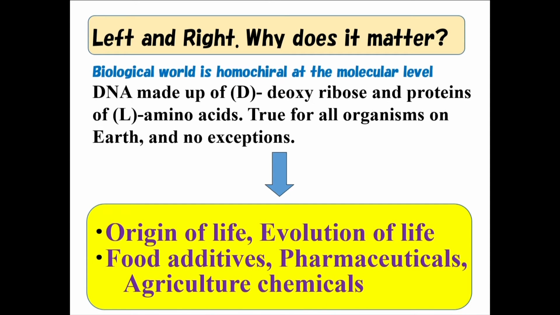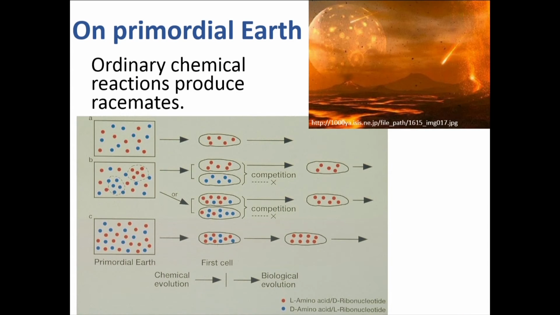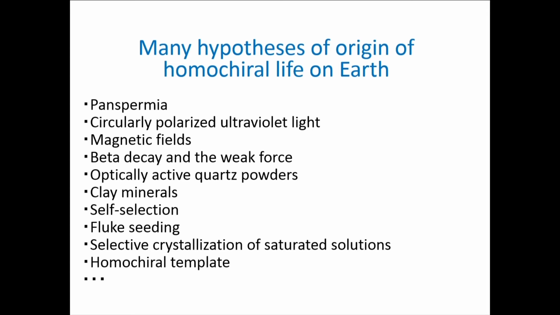So that becomes important to think about origin of life, evolution of life, food additives, pharmaceuticals and agricultural chemicals, and so on. Now, on the primordial Earth, why are there left and right molecules, maybe equally? How did it evolve, by chemical evolution or biological evolution, to end up with only the L-amino acid world or only the D-deoxyribose, D-ribose nucleic acid world? We don't know. There are several interesting hypotheses, but no one can prove it. So it's really exciting, but I'm not going into details.